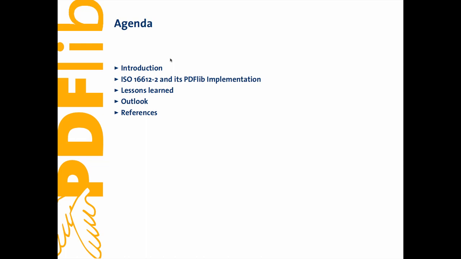So I have a lot of slides that also talk about ISO 16612-2, because I wanted the presentation to be self-contained. So if someone takes the presentation alone, it makes sense, and the PDFlib stuff is in context. But because I have only about 25 minutes left, I will skip very quickly over most of the slides, because Duff already covered this in enough detail.